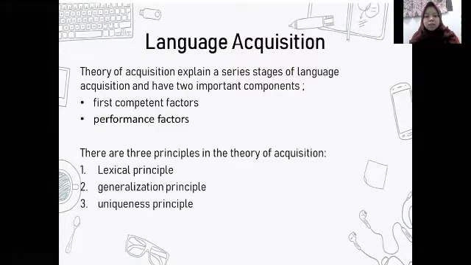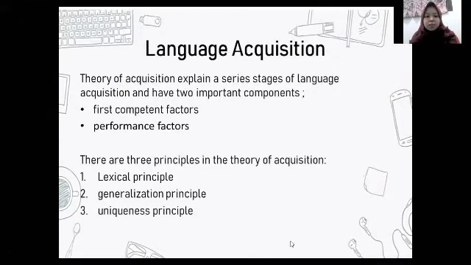Next are three principles in the theory of acquisition. First is the lexical principle. Lexical principle is the principle about how a child learns separate lexical items, or how a child learns a language word by word. Second is the generalization principle. It is the part where the child learns about the rules, structure, or grammar. And last is the uniqueness principle. It is the principle that tells about language acquisition where the child will only choose one form that they use in their linguistic environment.